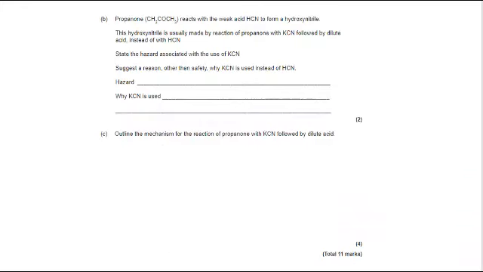For B, propanone reacts with the weak acid HCN to form a hydroxynitrile. The hydroxynitrile is usually made by a reaction of propanone with KCN, followed by dilute acid instead of with HCN. State the hazard associated with the use of KCN. Suggest a reason other than safety why KCN is used instead of HCN. Well, it is toxic. Cyanide ions are toxic, and KCN fully dissociates in solution, whereas HCN will only partially dissociate. So we're getting a lot less CN minus ions there. That makes it safer. It helps us deal with the toxicity.